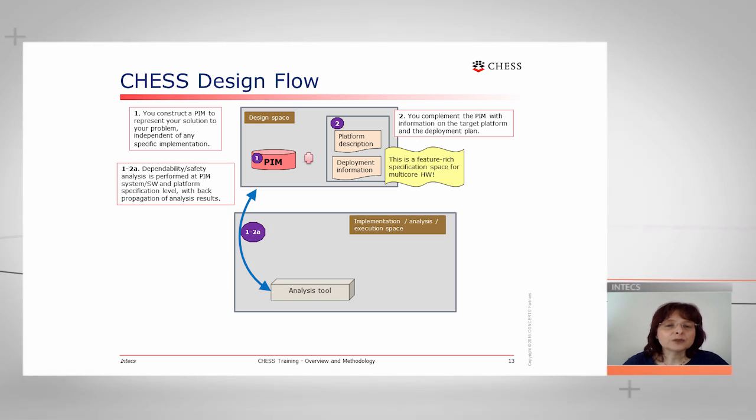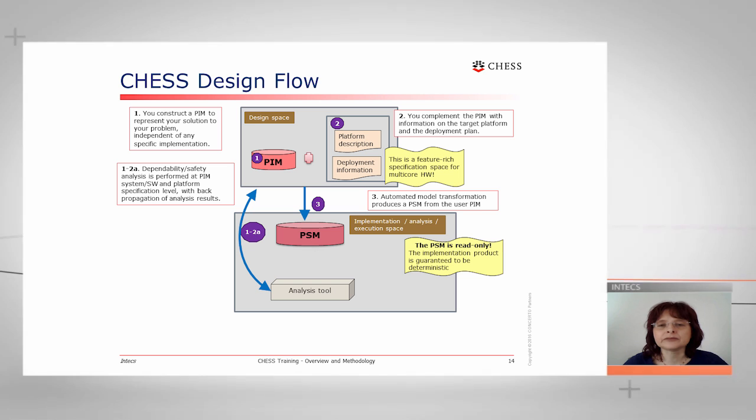Then, at this point, it is possible to perform safety and dependability analysis at the platform-independent model system and software and platform specification level, and backpropagate the results of analysis onto the platform-independent model. At this point, it is possible to have an automatic model transformation which produces a platform-specific model from the user platform-independent model. This is read-only. It's an implementation product which is guaranteed to be deterministic.